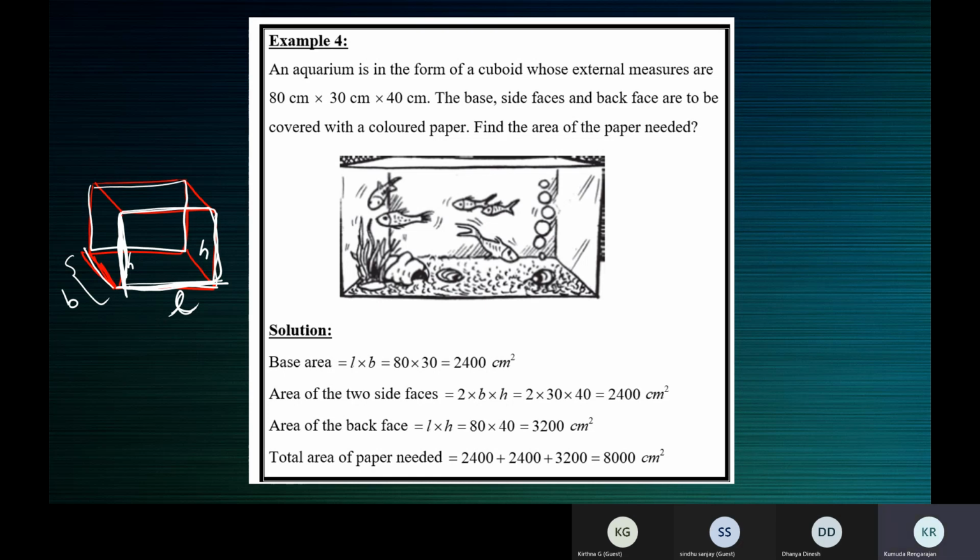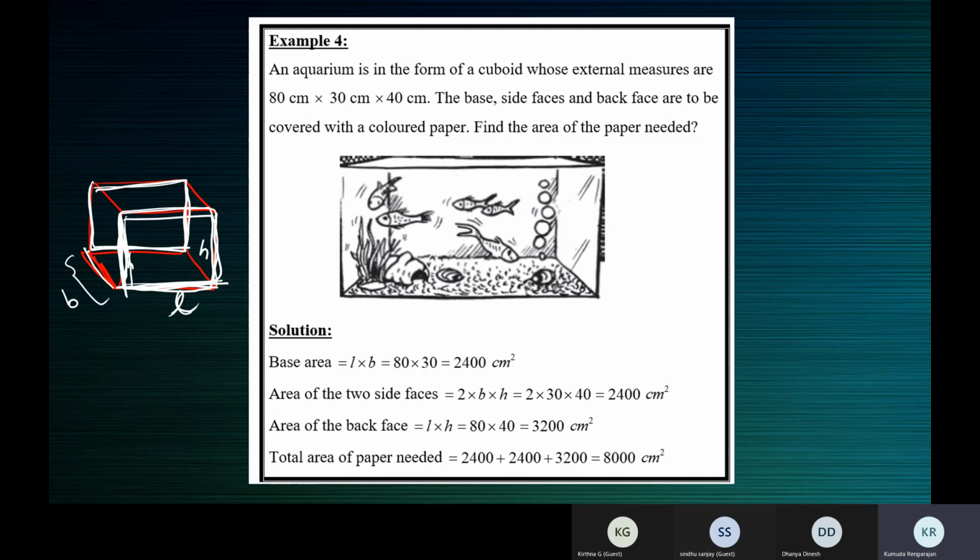Okay. So this is for the front and the back. This is the back face, and this is the front face. The area of the front face is L into H, correct? Yes, ma'am. What's the area of the back face? L into H, ma'am.